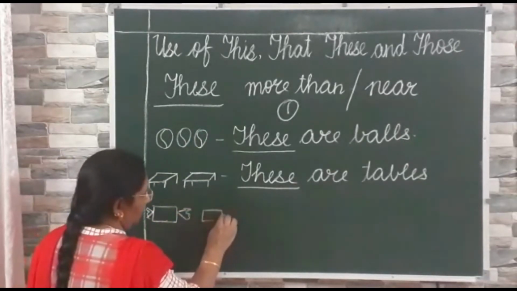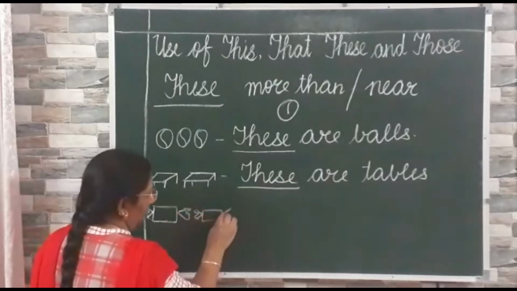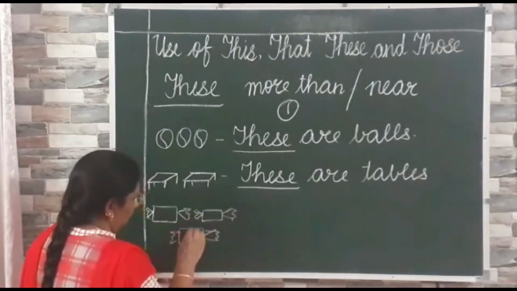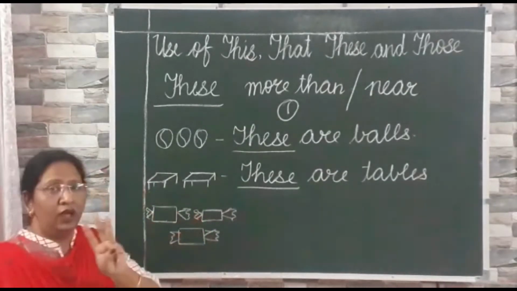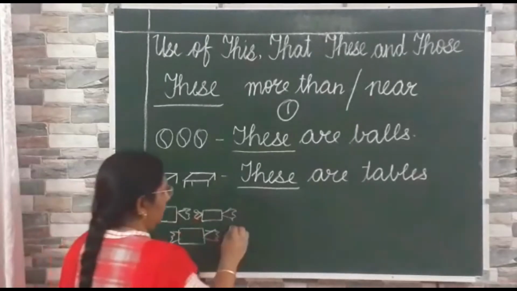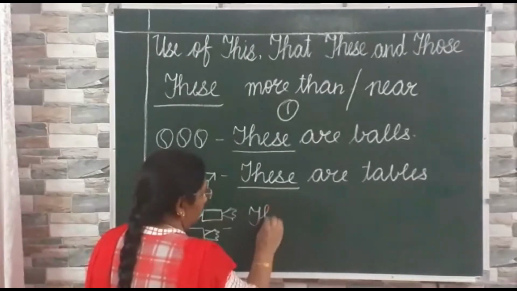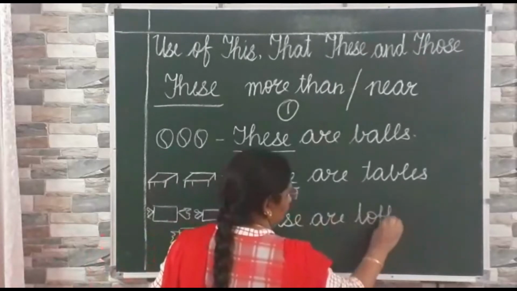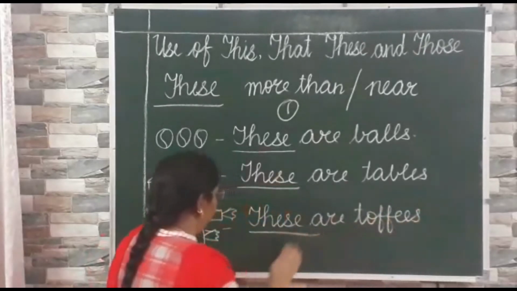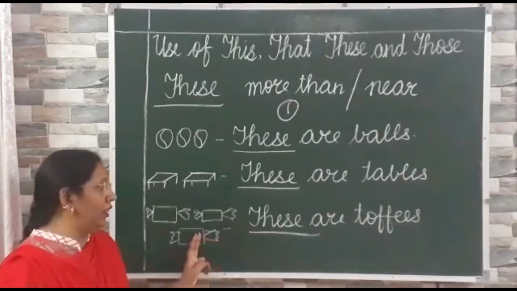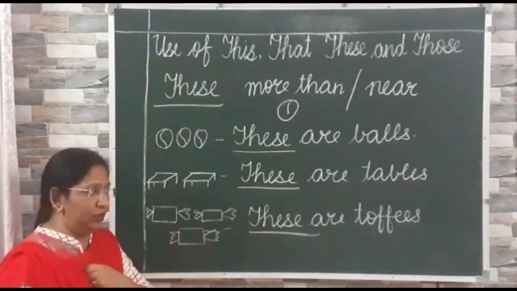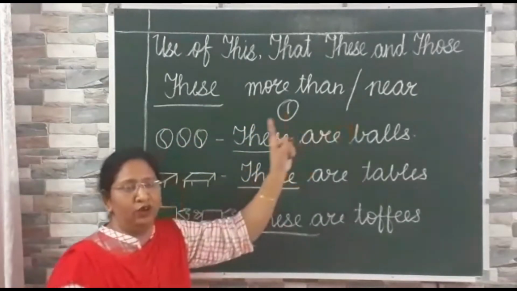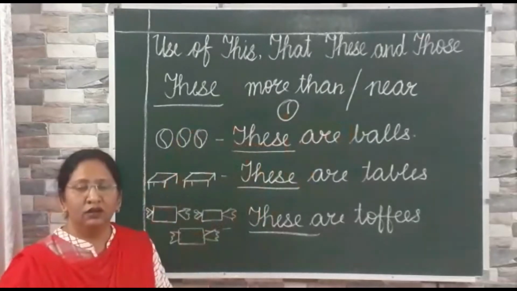What do you see? Yes, your favorite one. How many toffees are there? 1, 2, 3. And 3 means more than one, isn't it? So, these are toffees. Why? Because toffees are more than one and what? Near to me. Understood, children? When the nouns are more than one and near to us, what do we use? These. Okay?